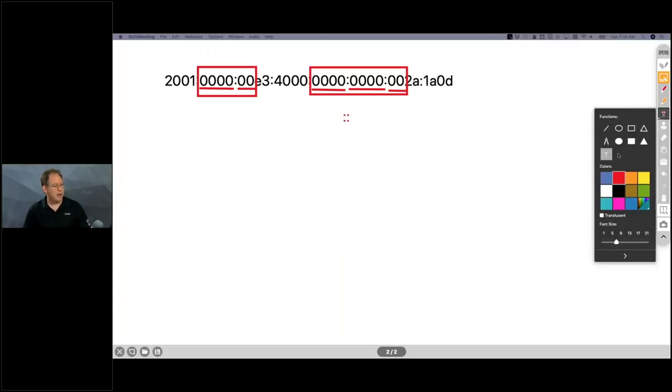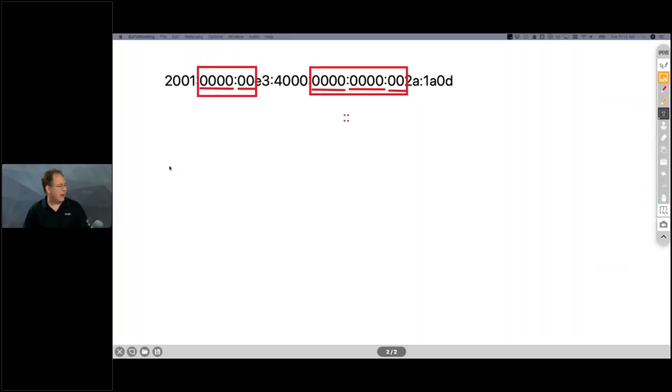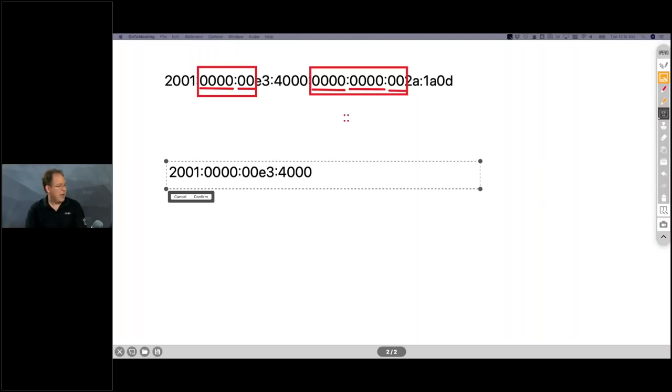So that means my address would now look like this once I represent it again. I would say it's 2001 colon 0000 colon 00E3 colon 4000. And now I put in my double colon to represent that second box, and I keep going. 2A colon 1A0D. So you can see right here, just by putting in this double colon, I've already reduced the size of this address quite a bit. And that double colon represents all these zeros. But wait, we're not done yet.